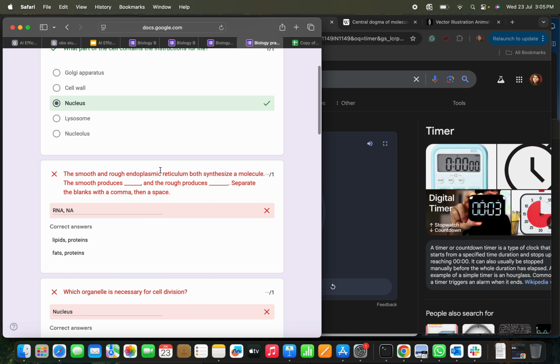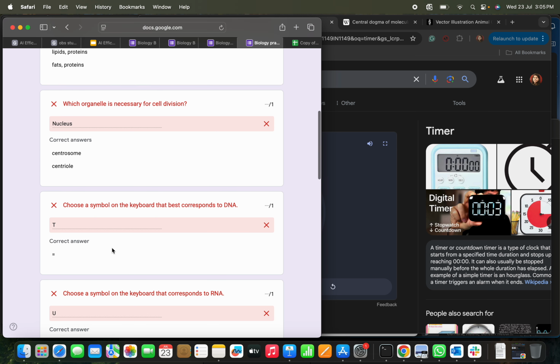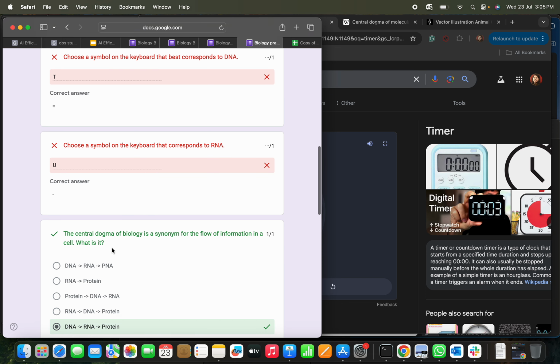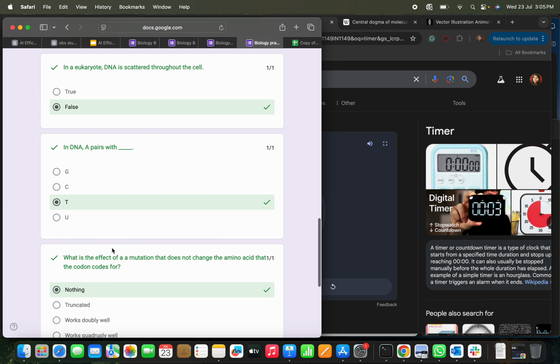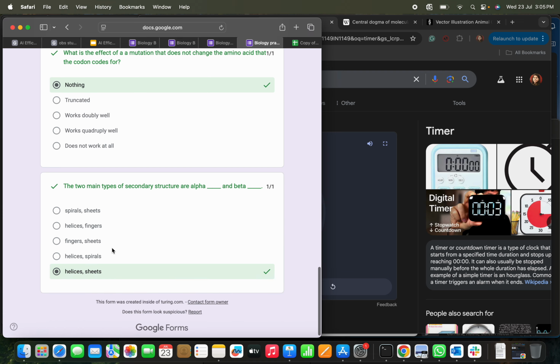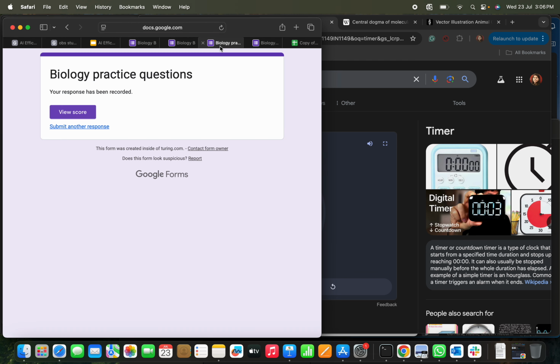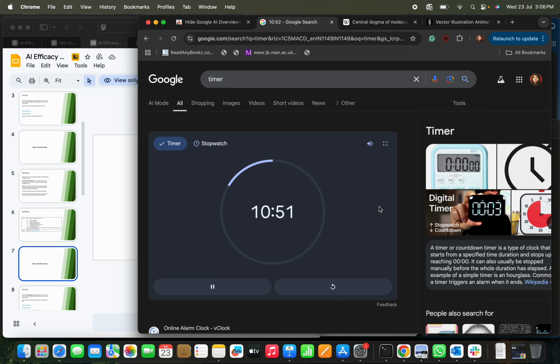Yes. Oh, the smooth, lipids and proteins, yeah, fats. Okay. Oh, I didn't know that. I definitely didn't know that the symbols were not shown anywhere. The central dogma of biology, DNA pairs, what is the effect? No, this went well. But these two were completely guesses. But okay, so I need to take a 10 minute break. Yeah, so anyway I have 10 minutes here.